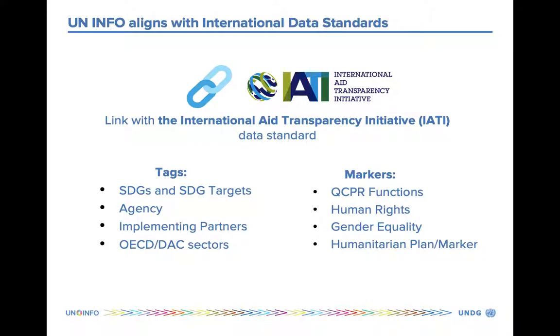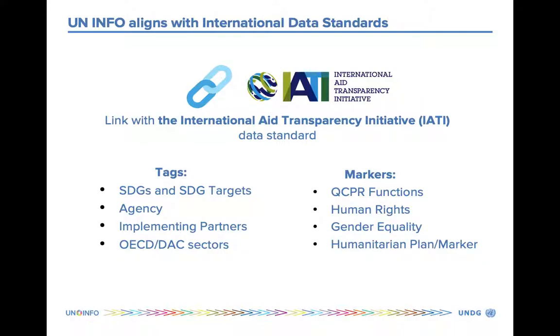Now, of course, what are tags and markers? Well, some of the examples are on the screen. Pretty simple designations and simple lists of things that you would think would be pretty common. For the key activity, we ask which agency or agencies are a part of it. Who are the implementing partners? If it's contributing to human rights, what is its score? What type of modality is the intervention?